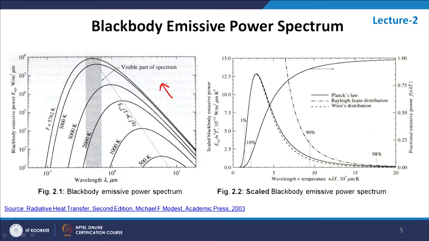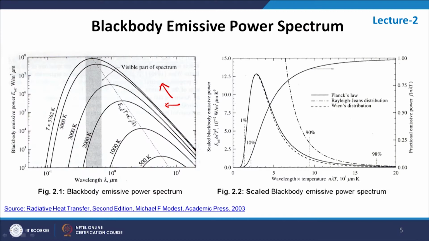Furthermore, what we observe is that the peak is shifted towards the left. So, when we are increasing the temperature, the peak is shifted towards the left, and this is something we already know from Wien's displacement law, that the maximum energy emitted by a black surface shifts towards smaller wavelengths as we increase the temperature.